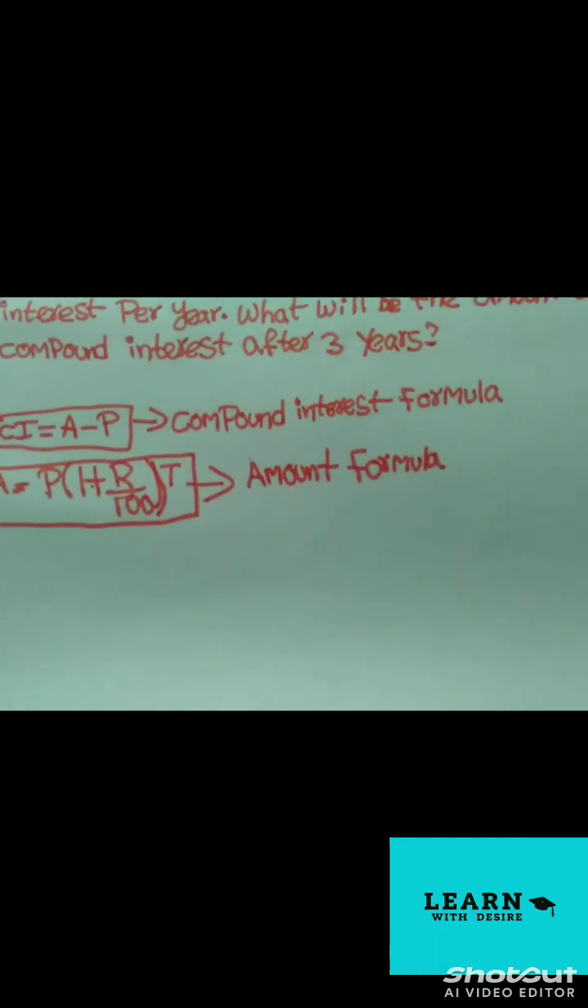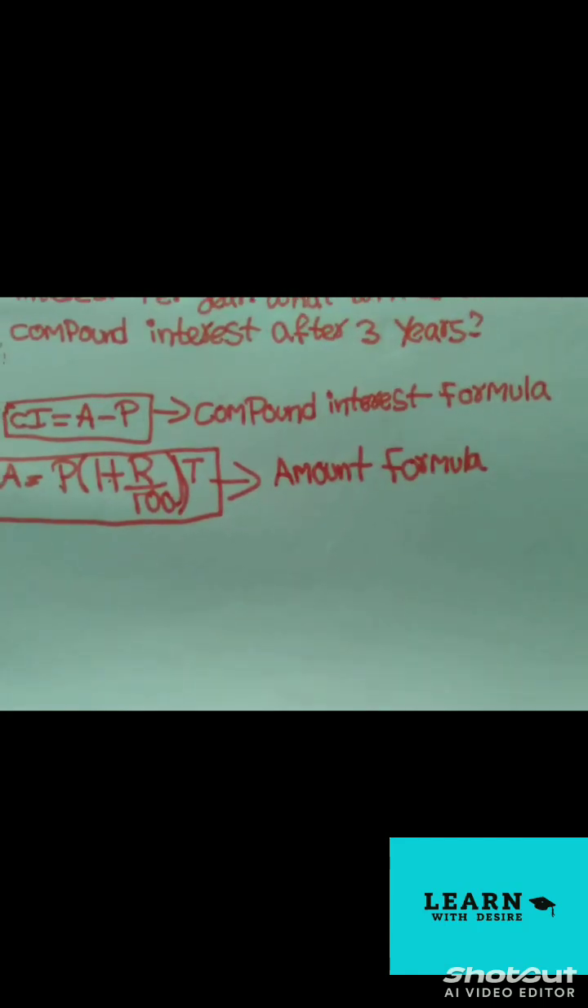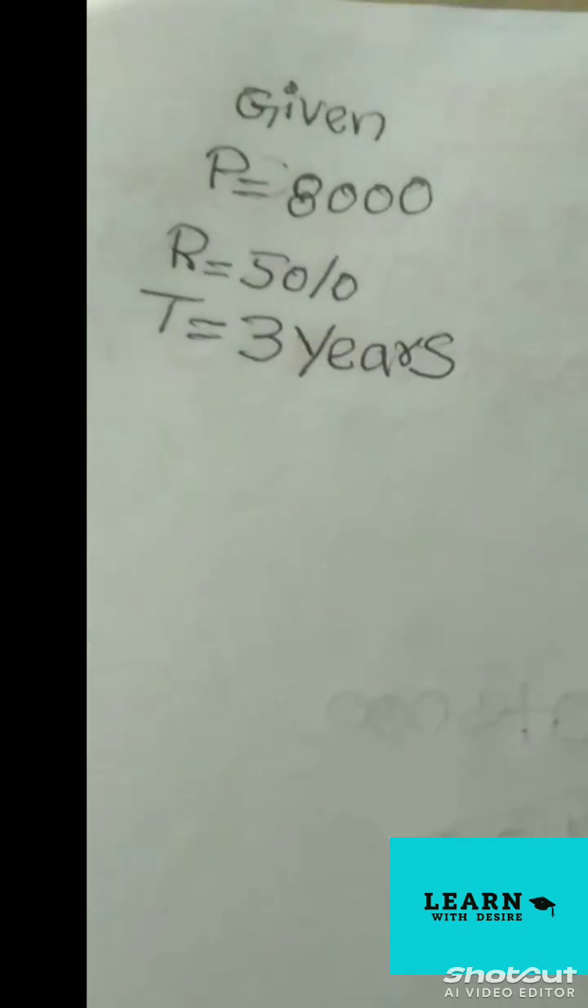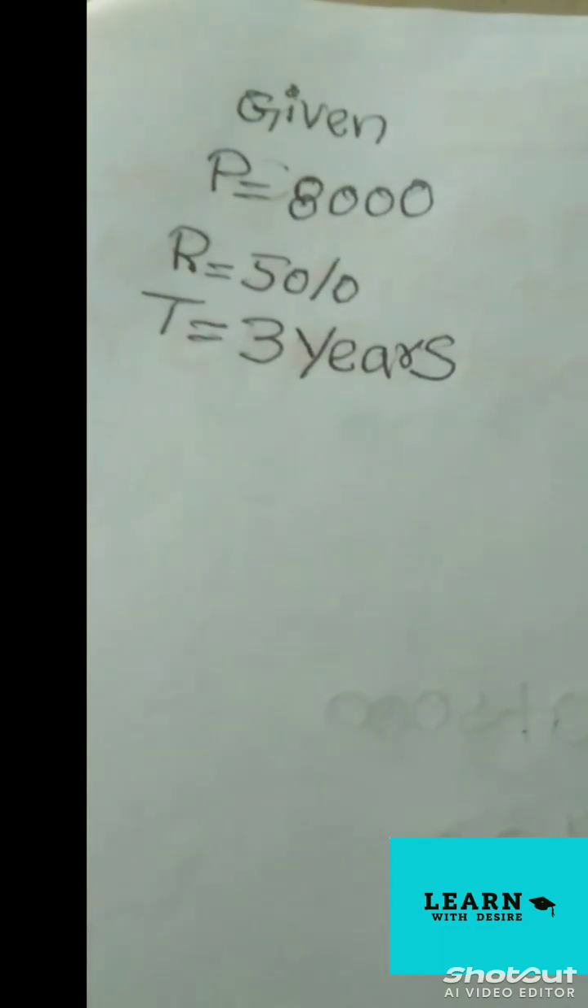Now let us see how to solve this question. Here I write the given, that is principal equal to 8,000 rupees, rate of interest 5%, and time equal to 3. And here I also write the formulas required to solve the question. First we have to find the amount.